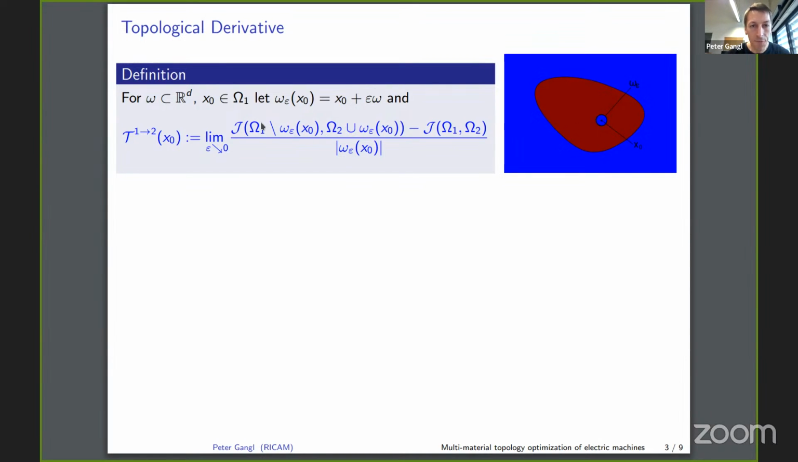It will always be a ball-shaped inclusion. Okay, so we take it away from omega 1 and add it to omega 2. And of course, we can do the same thing, taking away from omega 2 and adding it to omega 1. We will denote that by T12 and T21, respectively.